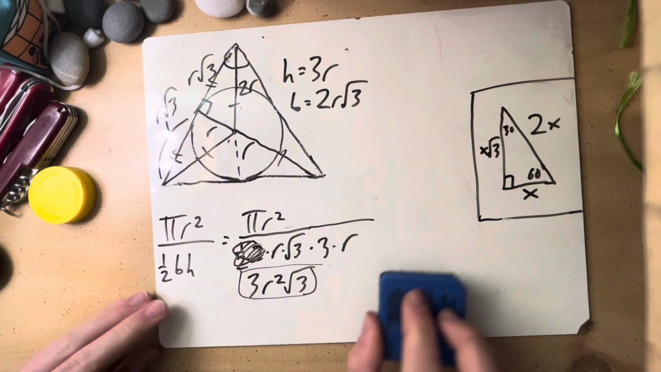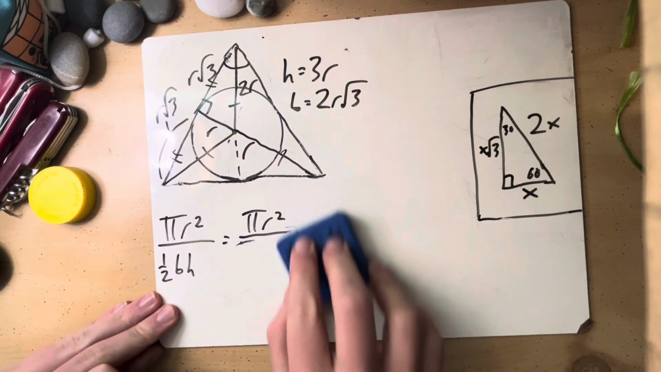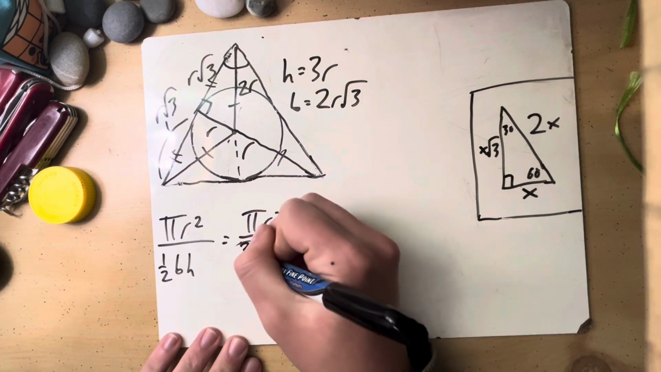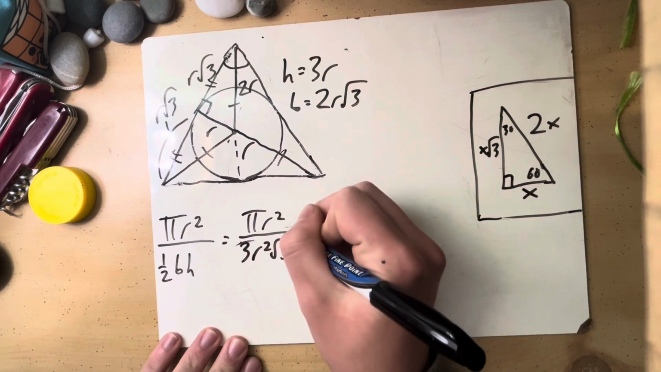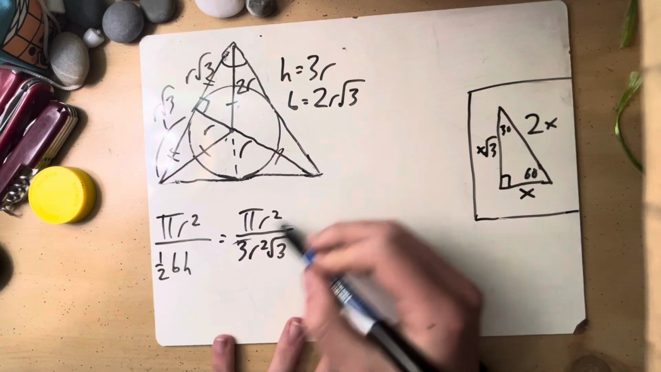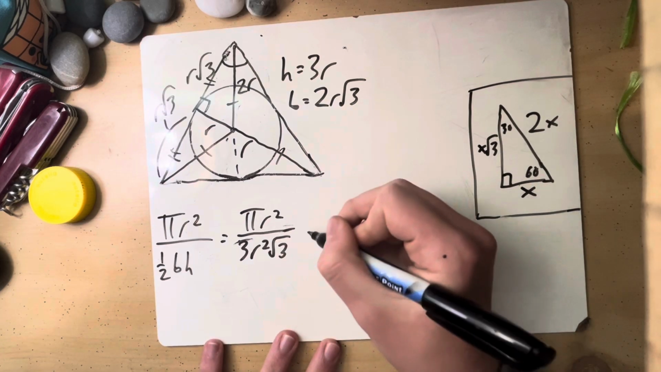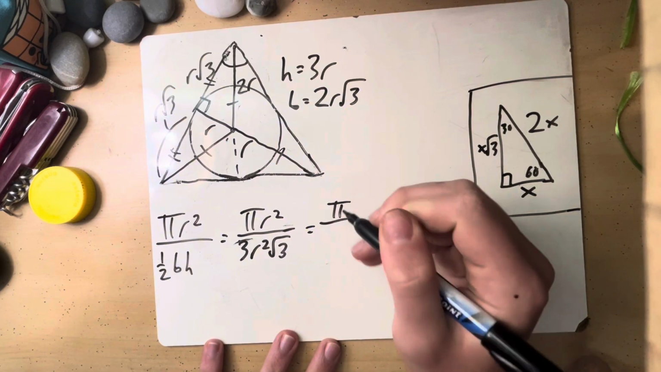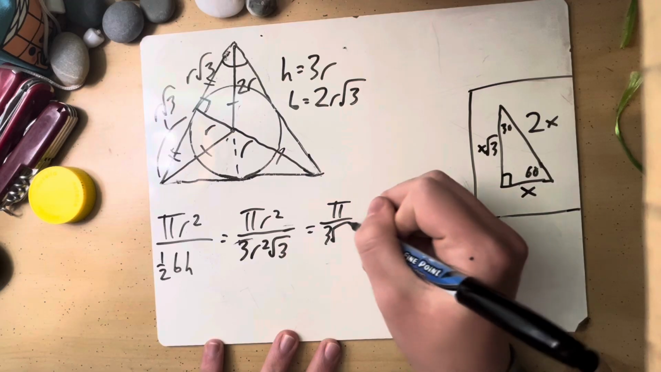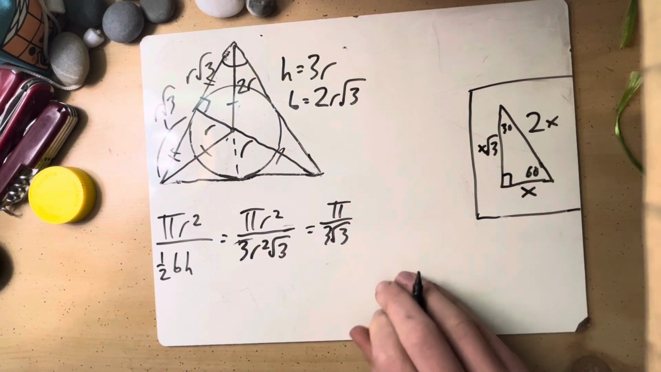So let's rewrite it. 3r squared root 3. And as we can see, indeed, these r squares are going to cancel out. So we're going to have pi over 3 root 3. So this is our ratio.